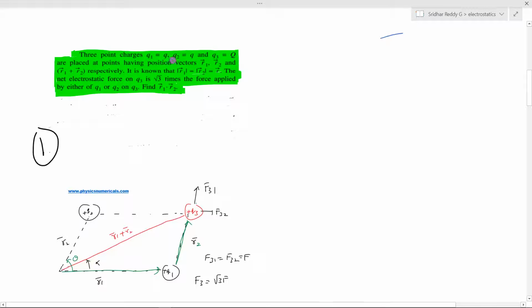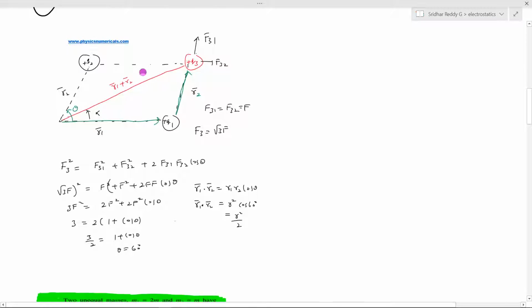Three point charges Q1 equal to Q, Q2 equal to Q, and Q3 equal to capital Q are placed at points having position vectors R1 bar, R2 bar, and R1 plus R2 bar respectively. It is known that the magnitude of R1 bar and R2 bar is equal to R. The net electrostatic force on Q3 is root 3 times the force applied by either Q1 or Q2 on Q3. Find R1 bar dot R2 bar. It is asking for the dot product of R1 bar and R2 bar. Okay, let me get into the question.